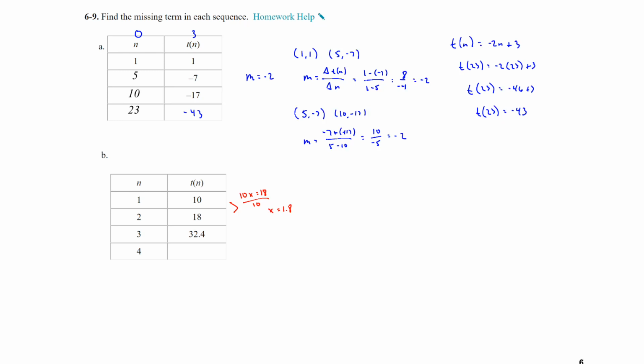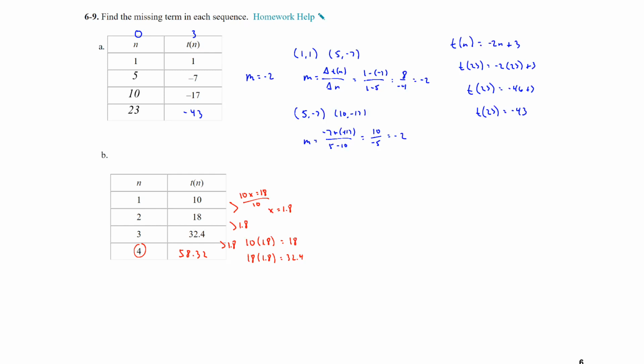Now, does that hold true? If I take 10 times 1.8, what does that equal to? 18. If I take 18 times 1.8, now here's where we're going to see if this really works. So take 18 times 1.8, what do you get? 32.4. So we are multiplying by 1.8 each time, which is our generator or multiplier. We don't need to write an equation because we're already looking for the next term. So we can just take 32.4 and multiply it by 1.8 again. And you will get a value of 58.32.